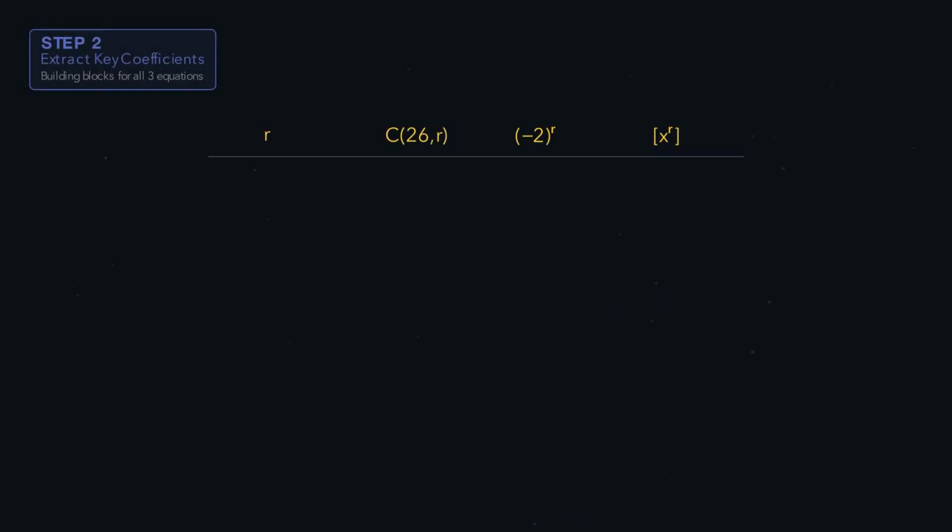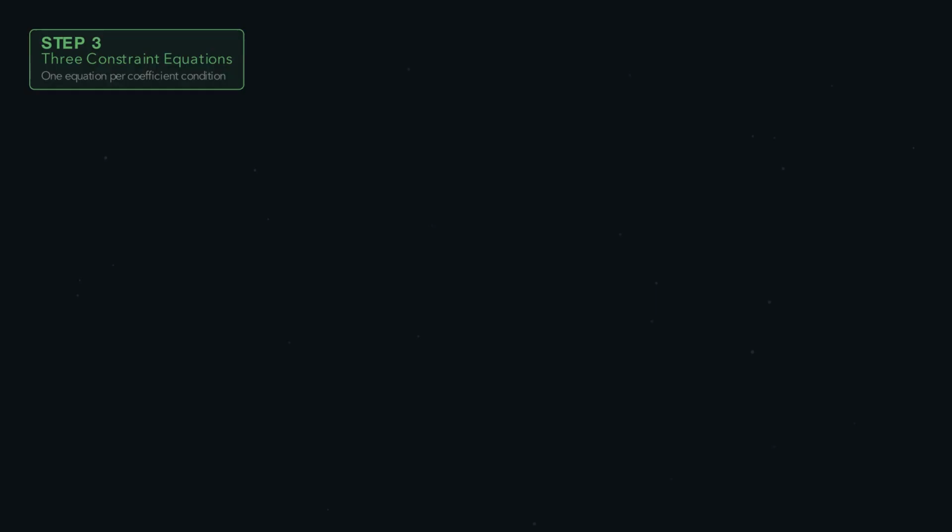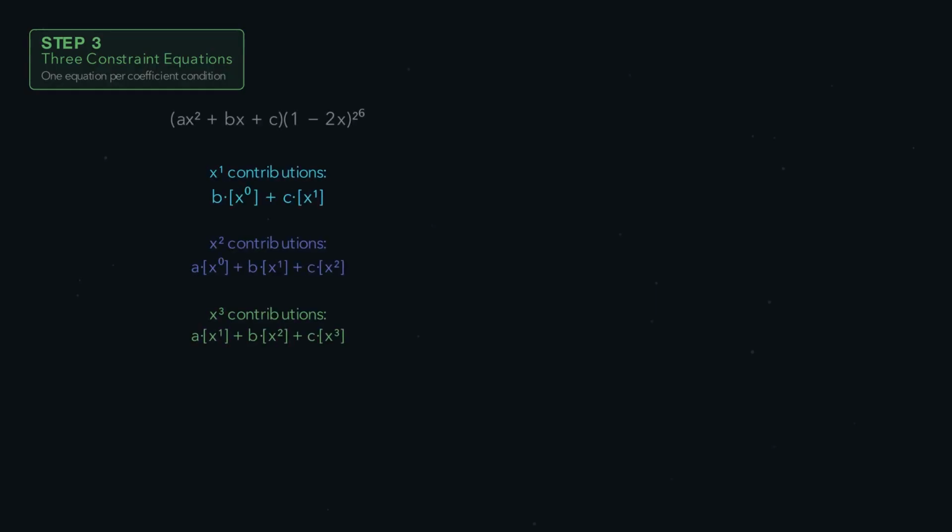The binomial theorem tells us the coefficient of x to the r in (1 minus 2x) to the 26 is C(26, r) times (negative 2) to the r. We need r equals 0 through 3. That gives us 1, negative 52, 1300, and negative 20,800. These 4 numbers are the building blocks of everything that follows.